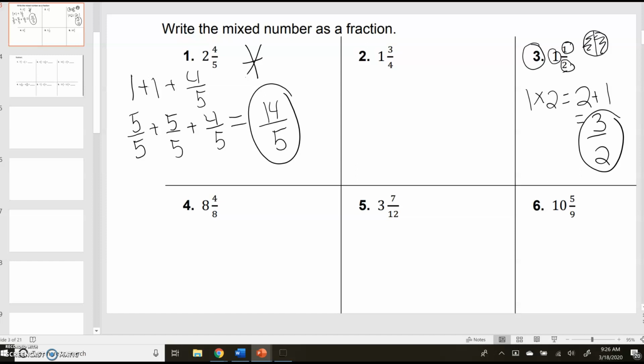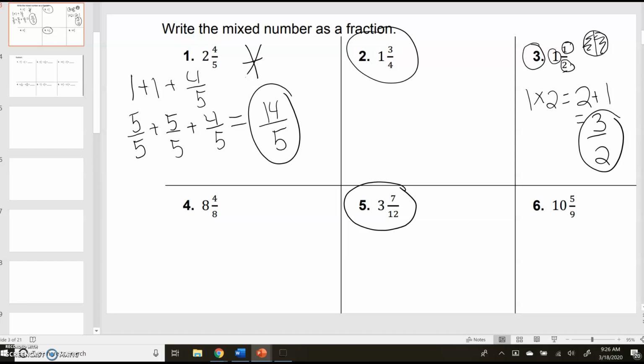All right, so I want you to try on your own. Try number 2. Change 1 3/4. And try number 5. Okay? So try those on your own. I don't need you to print it out or anything like that. You could just use that as a practice, and if you would like, you can send me a picture.